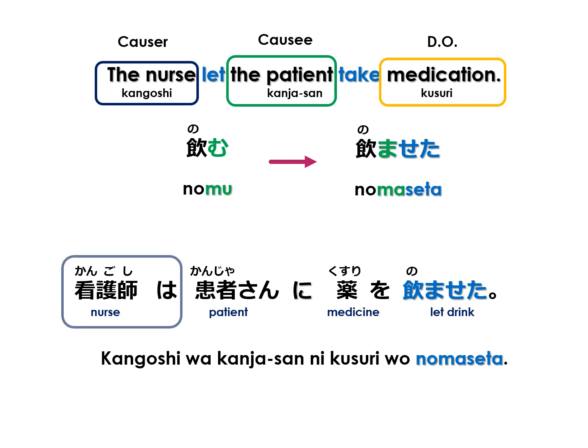The causer, the nurse, takes the particle wa. The patient, or kanja, is the causee, taking the particle ni, and the direct object is medication, or kusuri, taking the particle wo. Kangoshi wa kanja-san ni kusuri o nomaseta. The nurse let the patient take medication.